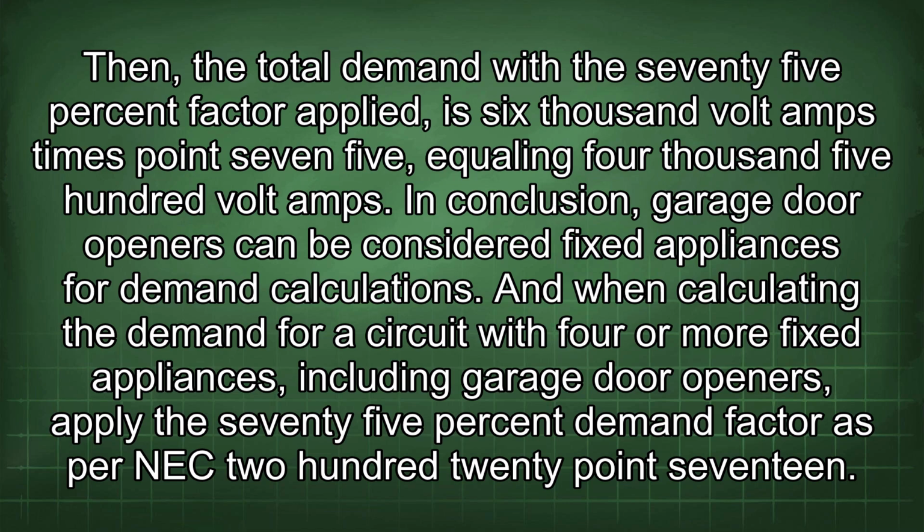In conclusion, garage door openers can be considered fixed appliances for demand calculations. And when calculating the demand for a circuit with 4 or more fixed appliances, including garage door openers, apply the 75% demand factor as per NEC 220.17.